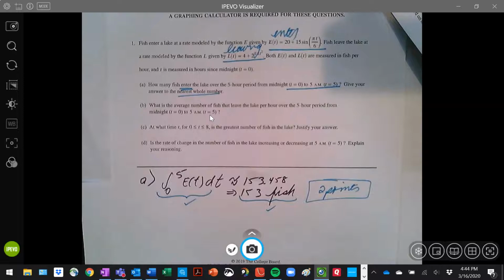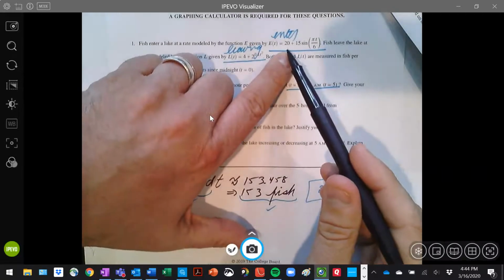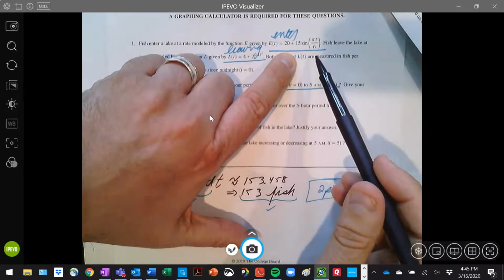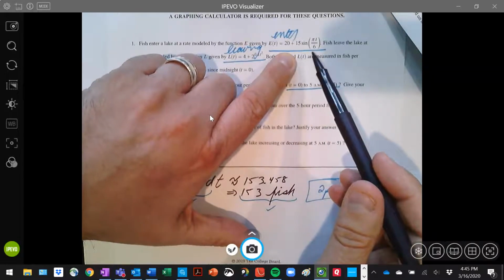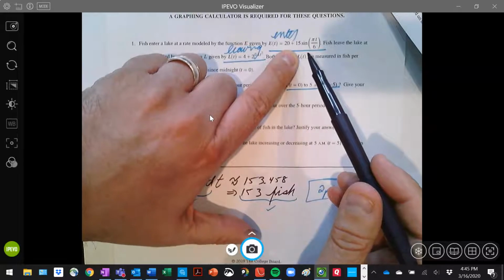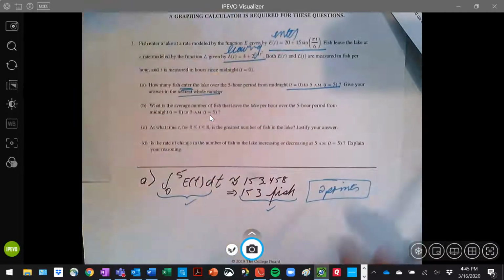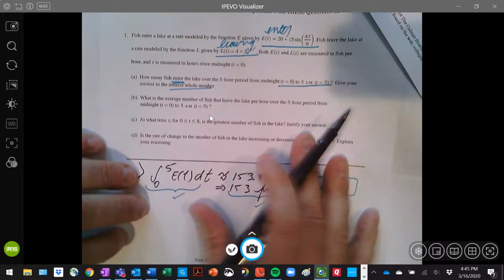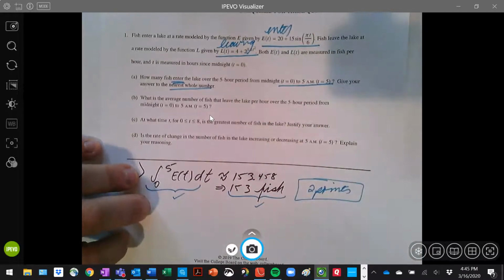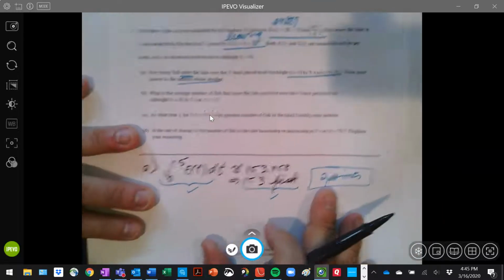I would assume that for most of you that is a pretty straightforward computation. Keep in mind that this is calculator active. I want you to use your calculator all of the time. I do not want you to say, oh gosh, what's the integral of 20 plus 15 sine pi t over 6? Yeah, you better know how to do those things, but that's not the skill being assessed here. All right, let's keep going.